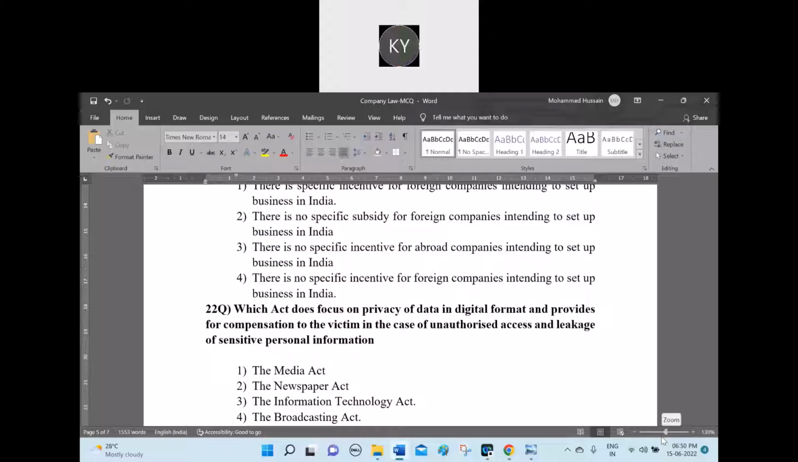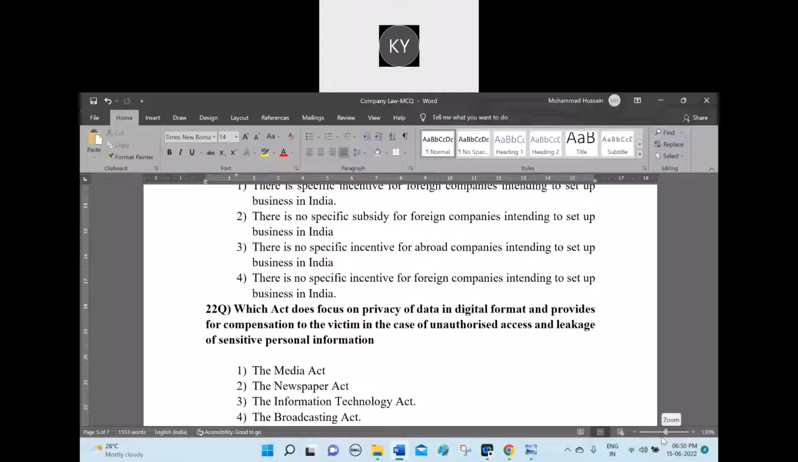Which act focuses on press data in digital format and provides for compensation to the victims in the case of unauthorized access and leakage of sensitive personal information? Option one, the Media Act. Option two, the Newspaper Act. Option three, the Information Technology Act. Option four, the Broadcasting Act.